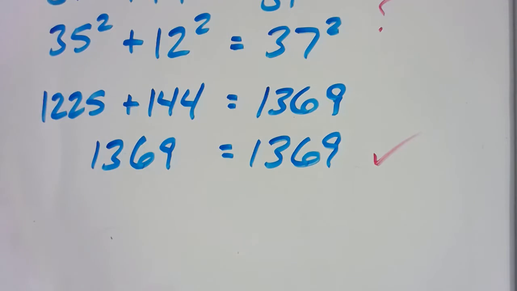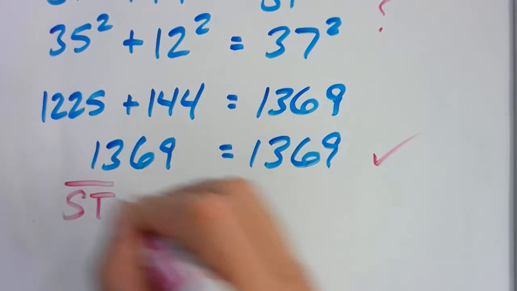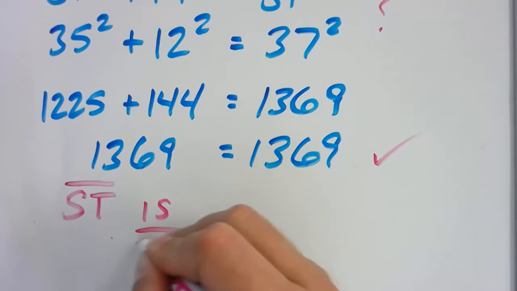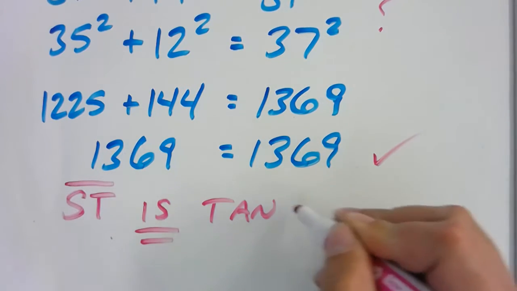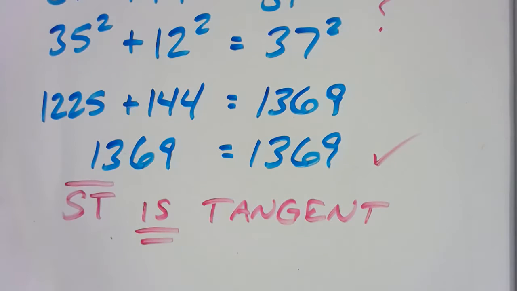The triangle has to be a right triangle, meaning that the original question, is segment ST tangent to the given circle, circle P? The answer is yes. Why is it tangent? Because Pythagorean theorem checked out, it has to be a right triangle, meaning that the angle at which ST intersects with that radius has to be a right angle, and that only happens when it's tangent.